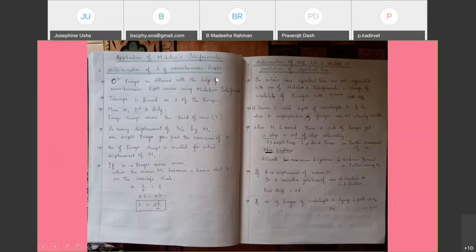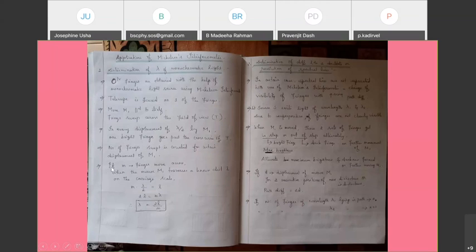With the help of the Michelson interferometer, we get circular fringes. The telescope is focused on the first fringe. Now move the mirror M1 parallel to itself. The fringes sweep across the field of view. For every displacement of lambda by 2 of mirror M1, one bright fringe passes the cross wire of the telescope. So for a certain displacement of M1, we have to count how many fringes cross the field of view.